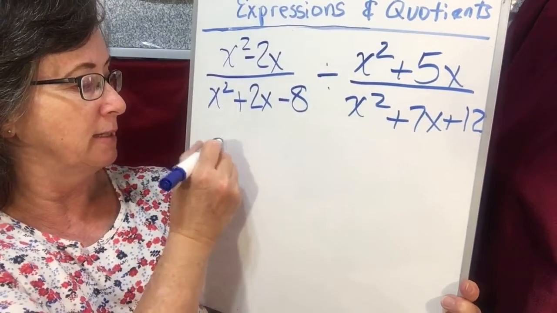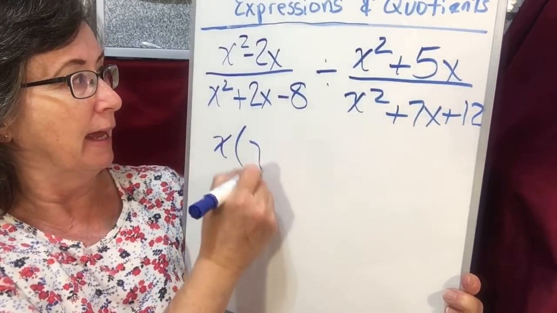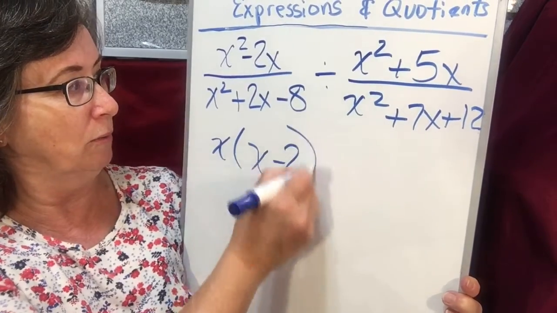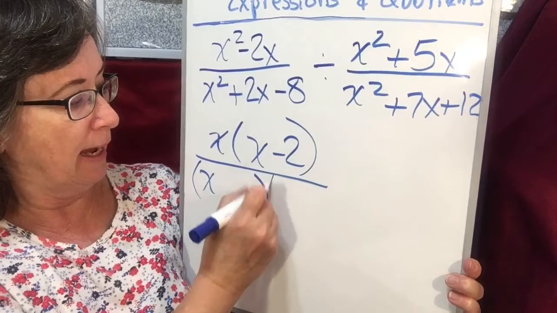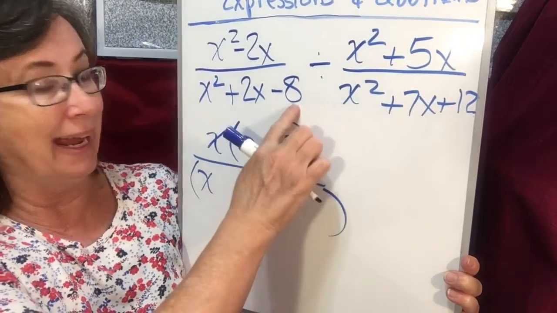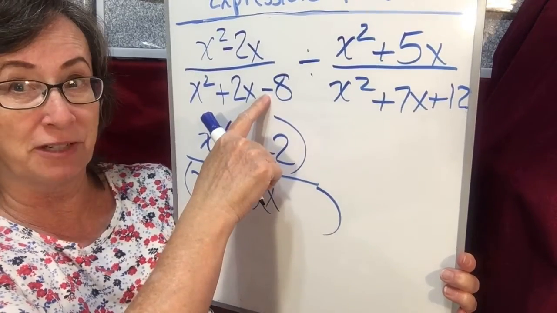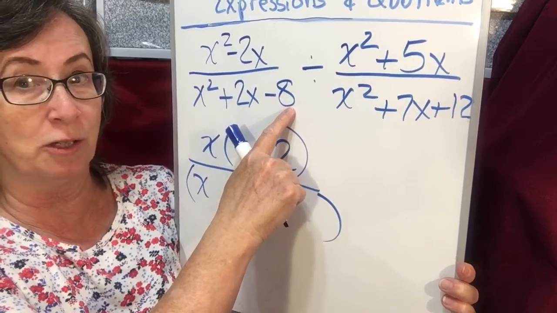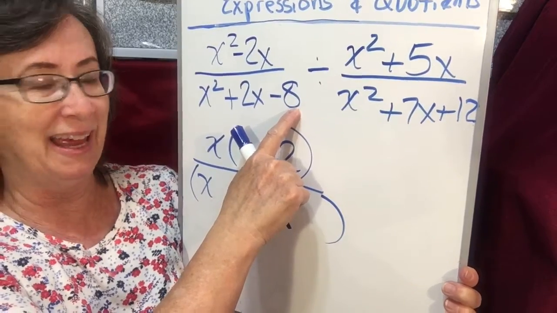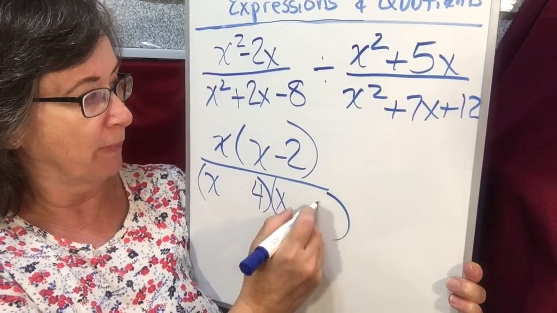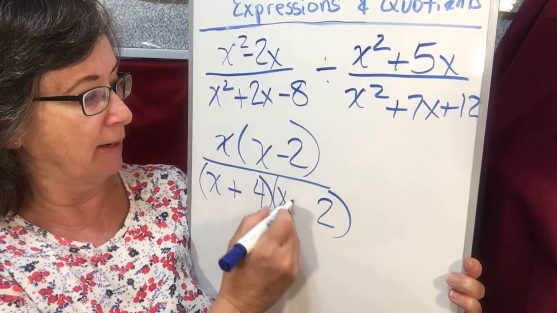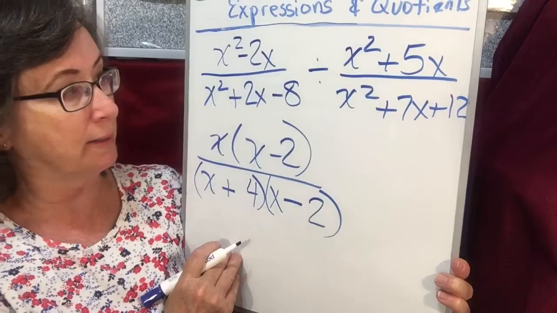So this one is going to be an x minus 2. This one is going to be an x and an x, 8, but a difference. Okay, so 8 could be 4 times 2, and 4 minus 2 is 2. So 4, 2, positive, minus will work.